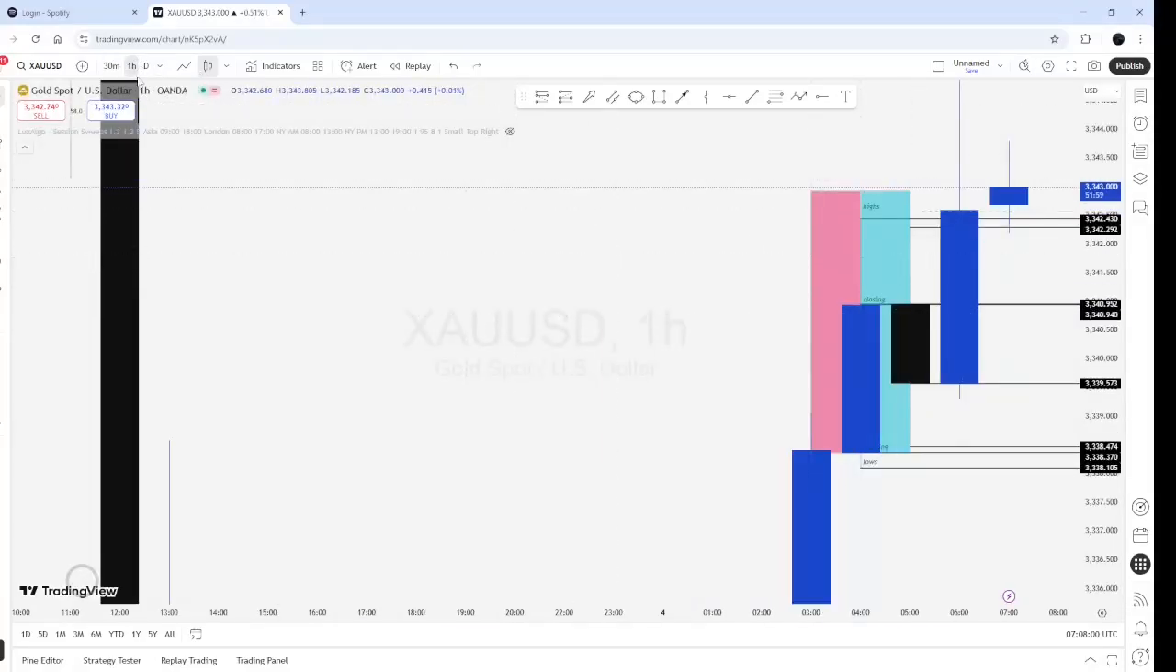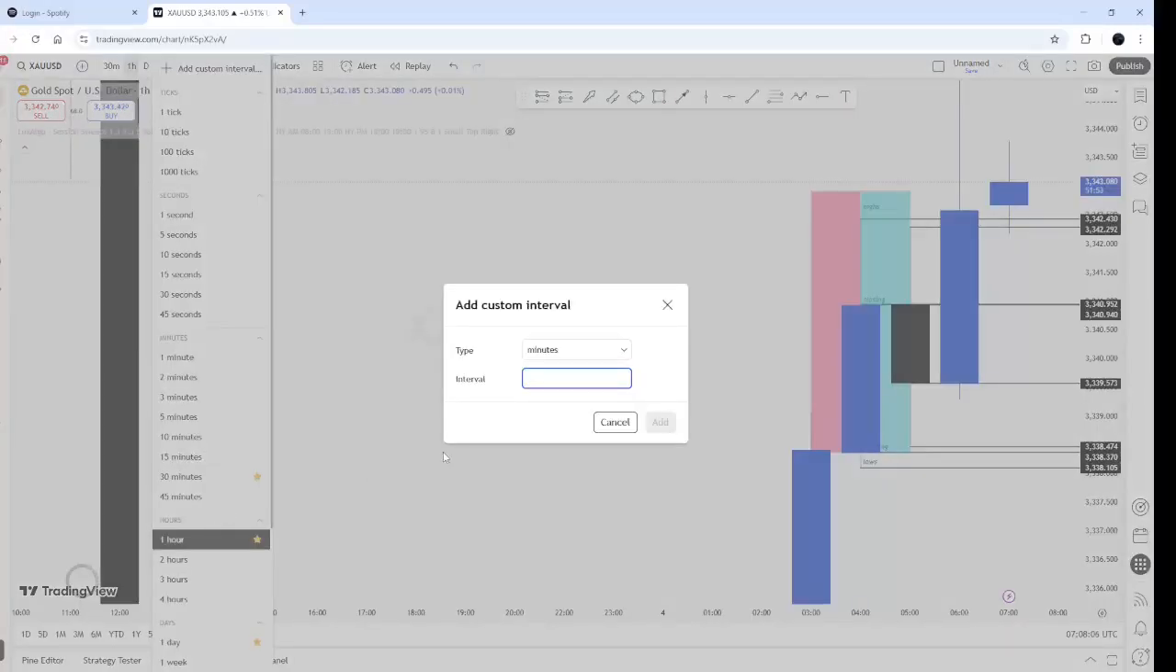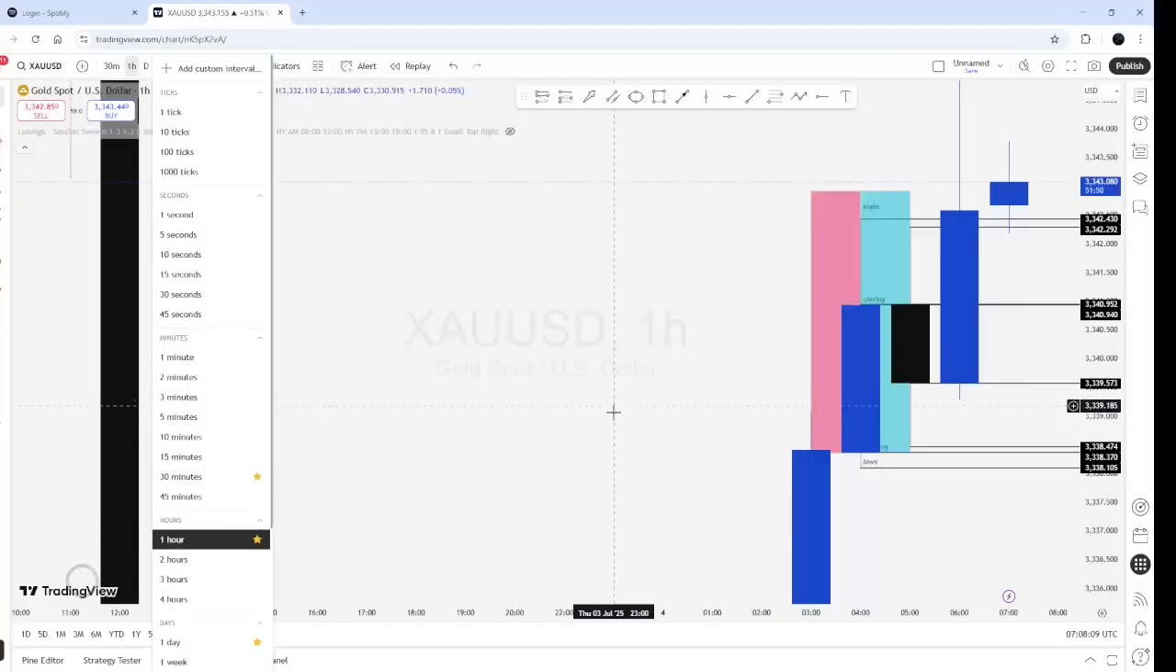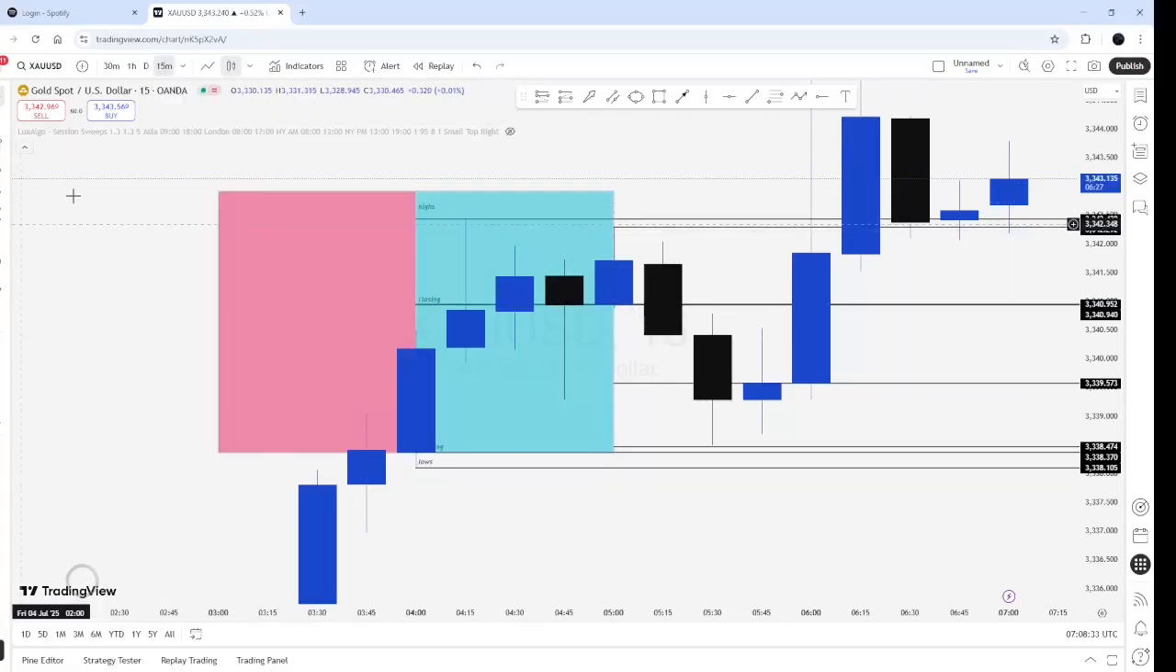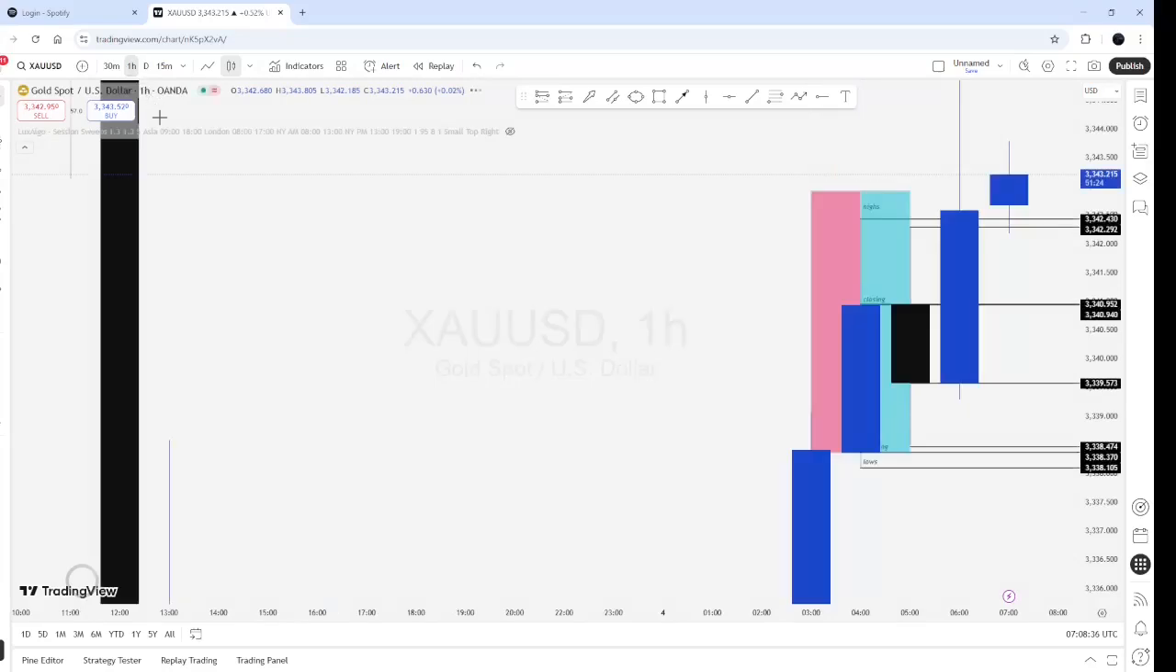You have this and this. So when you go down further to 15 minutes, we have 1, 2, 3, and 4, making up the hourly candle. Or is it 4 or 5? I think it's 4. Yeah, it's supposed to be 4.